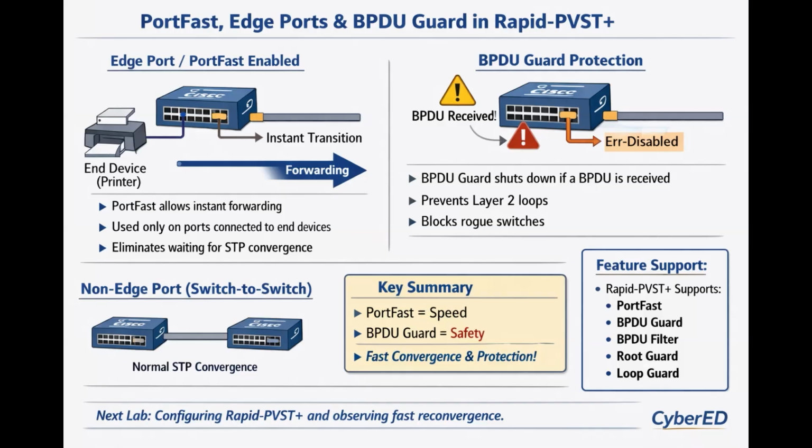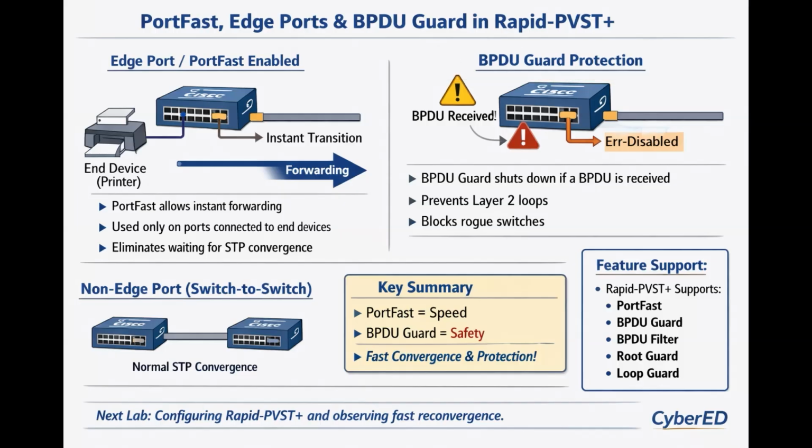Rapid-PVST+ fully supports features such as PortFast, BPDU guard, BPDU filter, root guard, and loop guard. Here we have PortFast. This allows a port to transition immediately to the forwarding state. This feature must only be enabled on edge ports. We have edge ports. Ports connected to end devices, not switches. Edge ports can never receive BPDUs. To enforce this, BPDU guard should be enabled alongside PortFast.